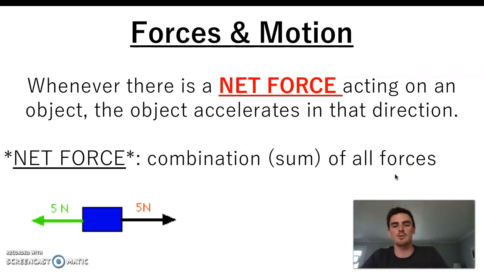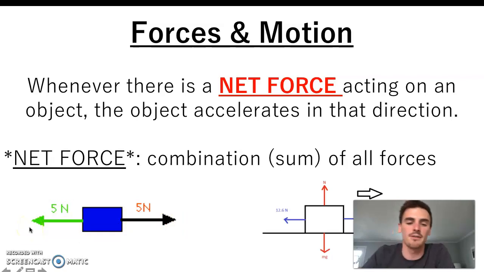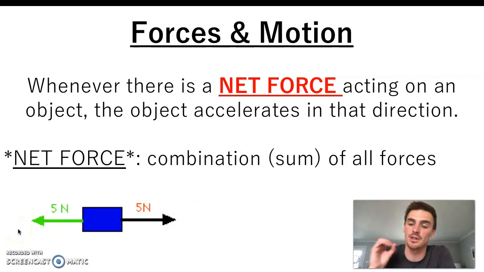So just a couple examples we'll look at here. This little blue block, maybe somebody's pulling it to the right 5 newtons and somebody's pulling to the left 5 newtons. This would have no net force because the one to the right and the one to the left are going to cancel out and have a net force of 0. So we call this right here an example of balanced forces.